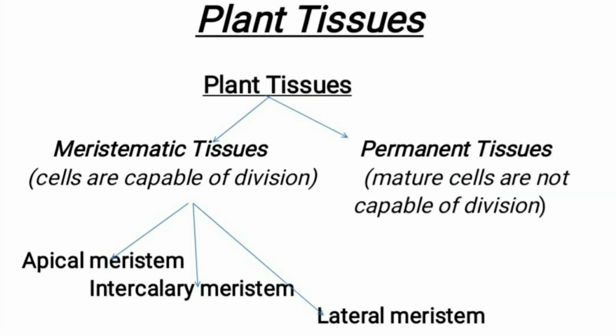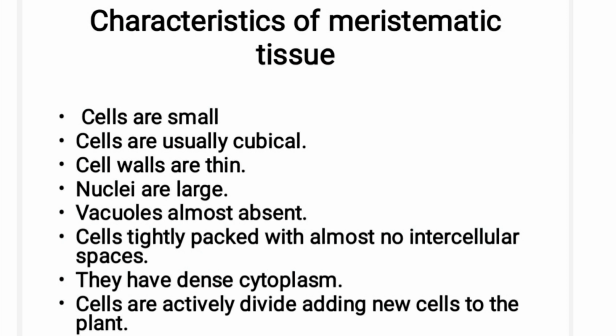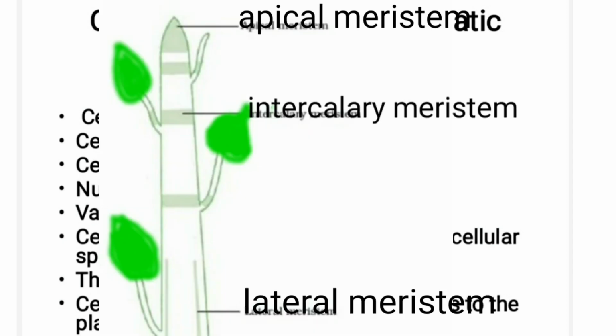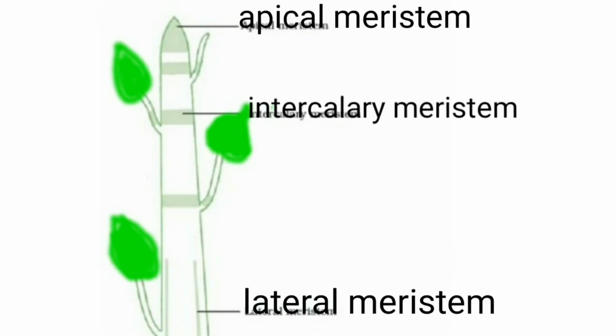Then what are the characteristics of meristematic tissue? Cells are small, cells are usually cubical, cell walls are thin, nuclei are large, vacuoles almost absent. Cells are tightly packed without intercellular spaces. The cells actively divide, adding new cells to the plant. The different types of meristematic tissues are apical meristem, intercalary meristem, and lateral meristem.